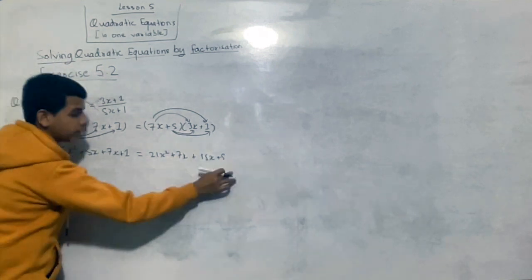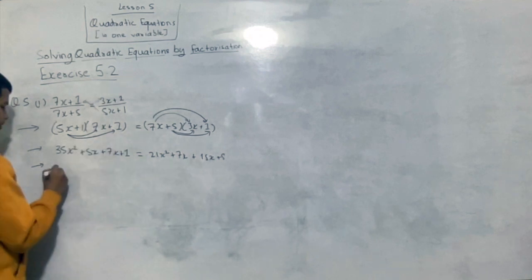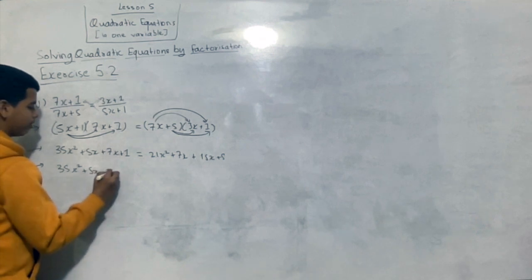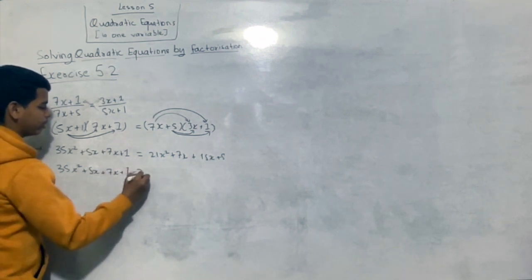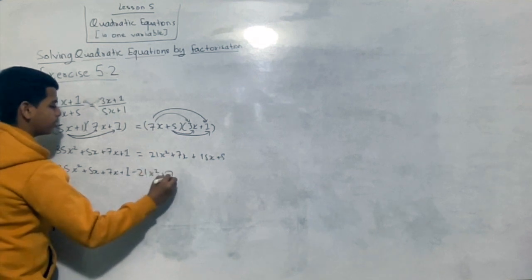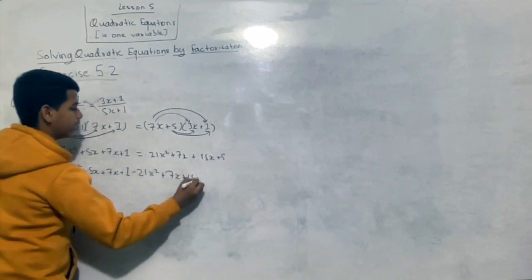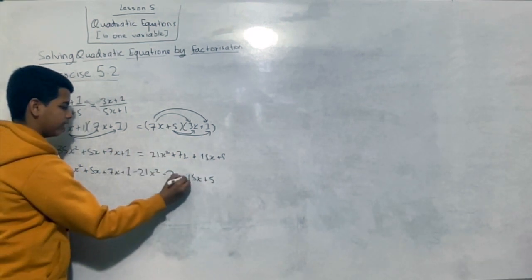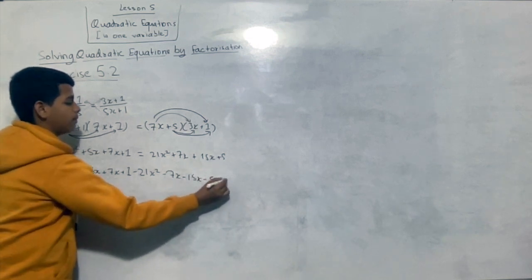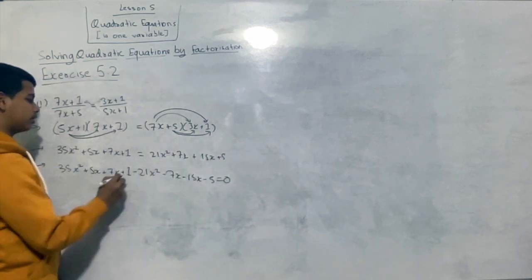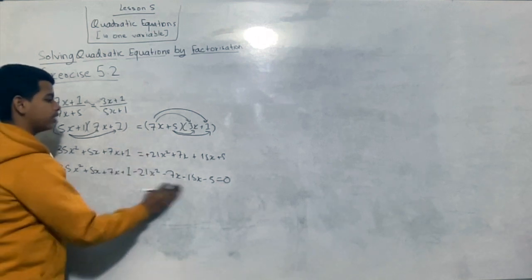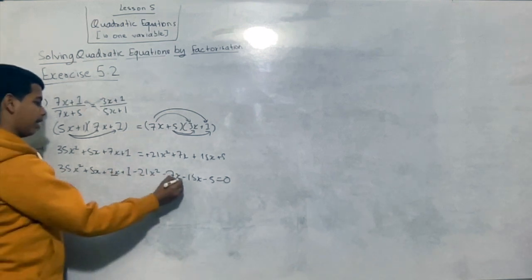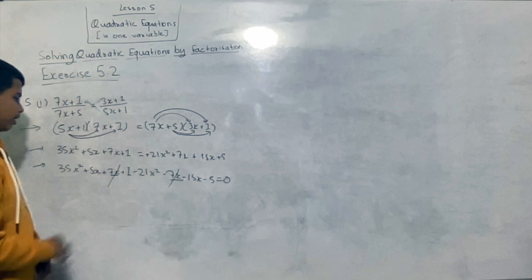Now let's take all these terms to the left hand side so that we can solve them. So 35x square plus 5x plus 7x plus 1 minus 21x square plus 7x plus 15x plus 5. It should be minus 7x minus 15x and minus 5, because remember the sign will change when we take this to the other side. So here as it was plus, it will become minus, and the rest will become minus also. We can cancel out 7x and 7x. When we cancel it out, nothing is left.